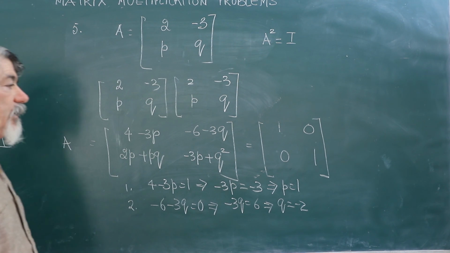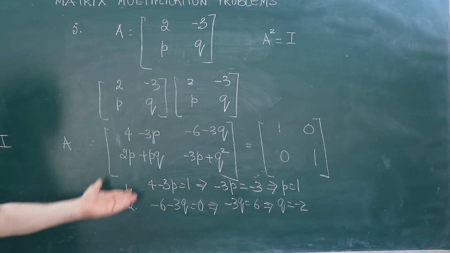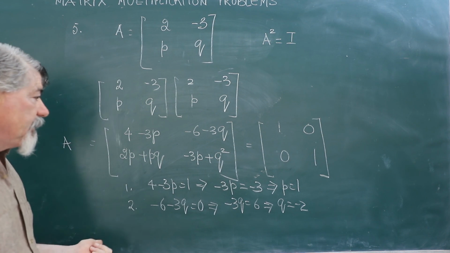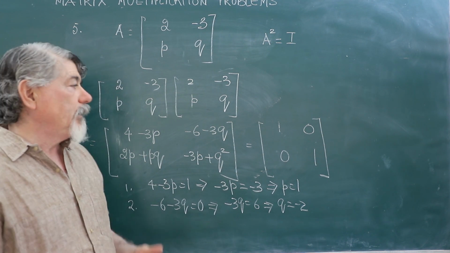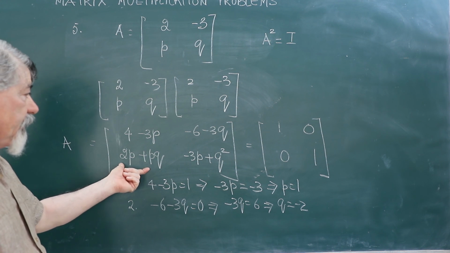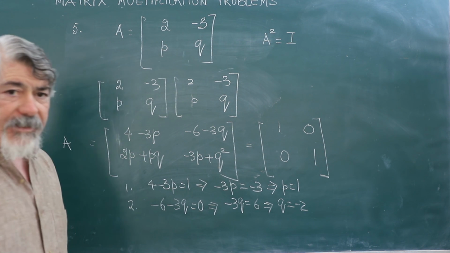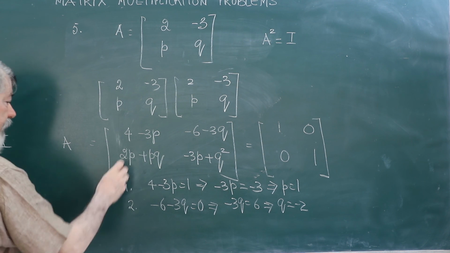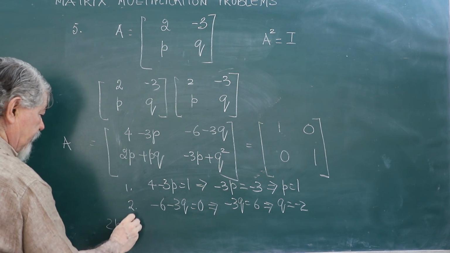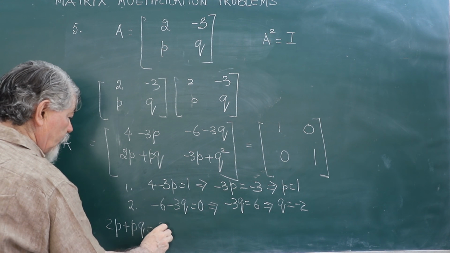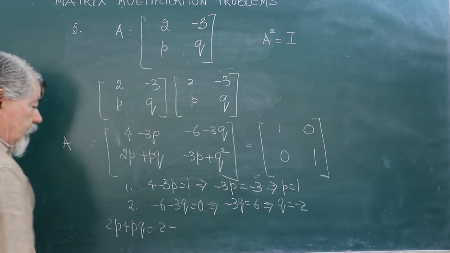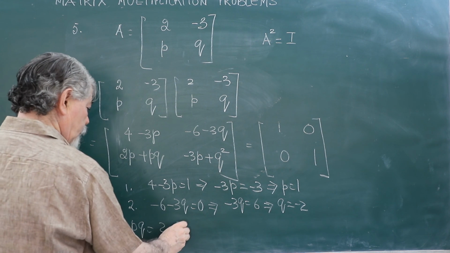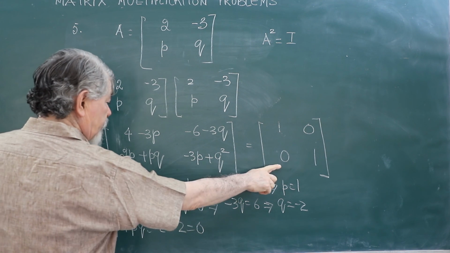We have to calculate the value of p and q only. So I don't actually need to solve these other two equations, because I needed the value of p and q, which I have calculated. But if you put the value of p and q in these two equations, they will satisfy them. Value of p is 1, so look at this element, 2p plus pq. 2 into 1 will become 2. P is 1 and q is minus 2. So 2 minus 2 will be equal to 0.